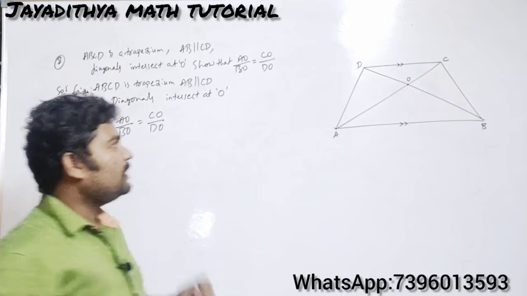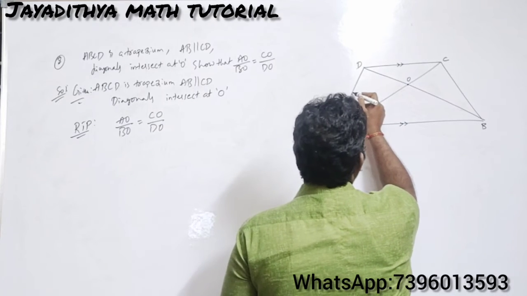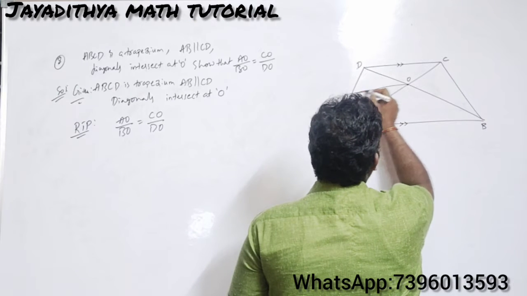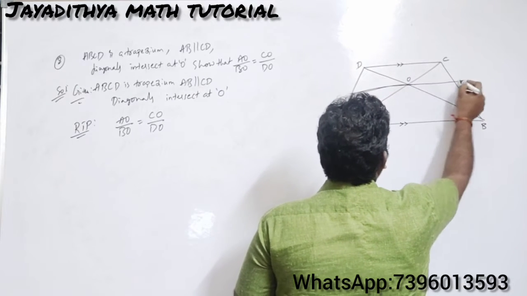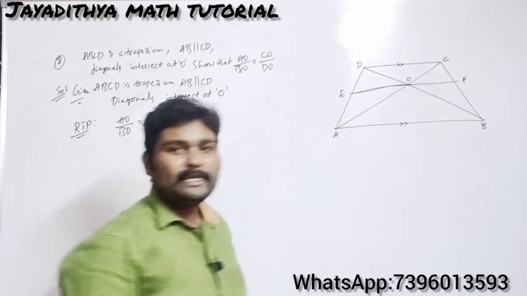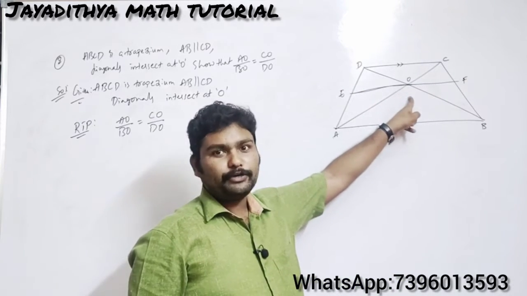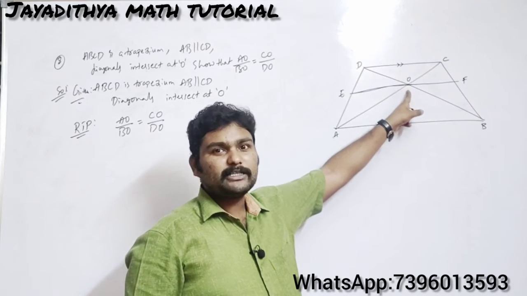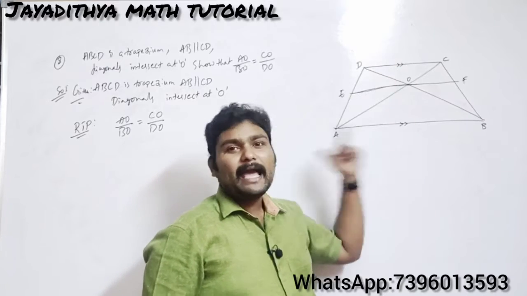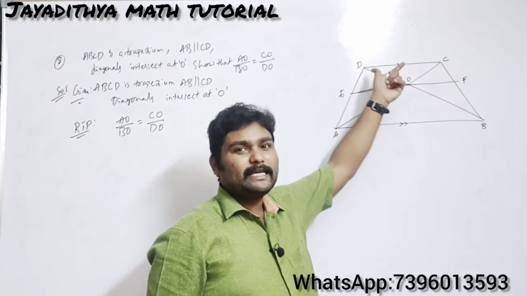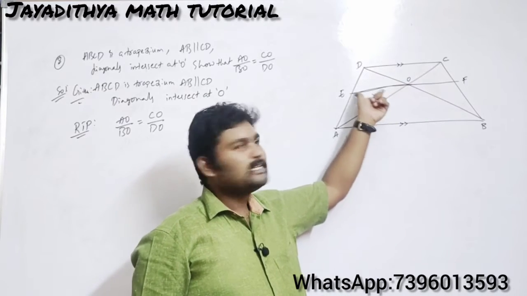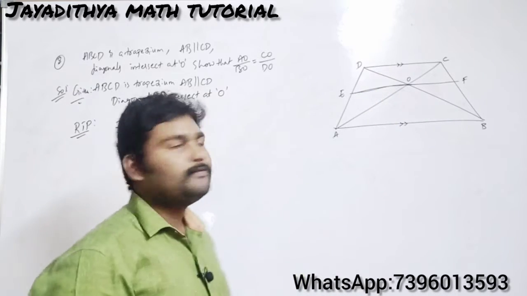So in order to prove this one, we need to do a construction. Let us draw like this. So draw a line EF, passing through the point O. Draw a line EF such that it passes through the point O, and also it must be parallel to both DC and AB. So this line should be parallel to DC, and also this line must be parallel to AB. Obviously, if the line is parallel to any one of these, then automatically it will be parallel for both the lines.